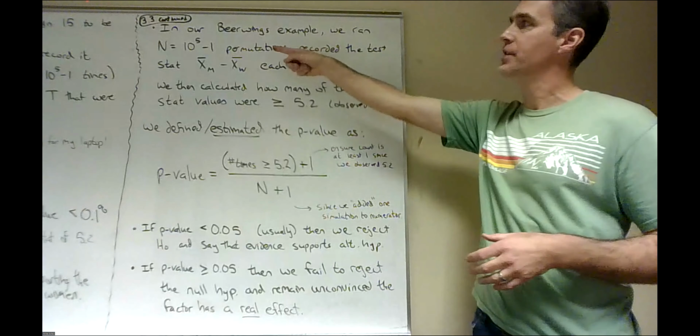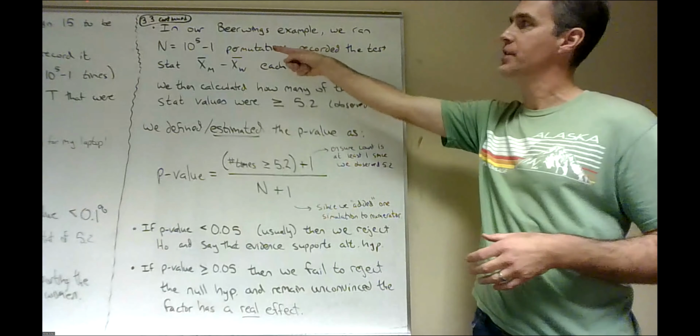And I should just be clear that this isn't the true p-value, this is just our approximation of the p-value, okay? The p-value was the number of times that the recorded test statistic was greater than or equal to 5.2, plus 1, divided by N plus 1. And let me just explain where these plus 1s come from.